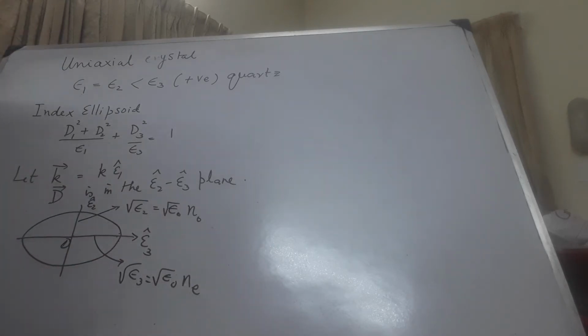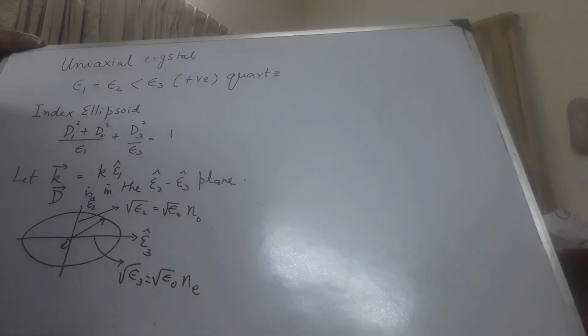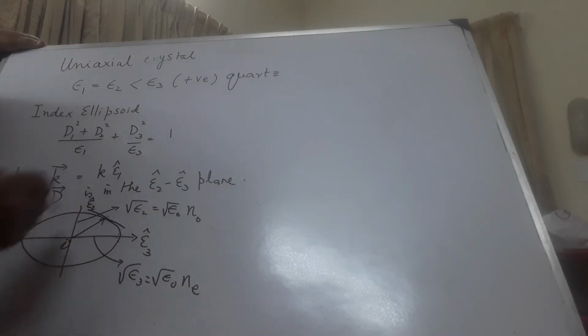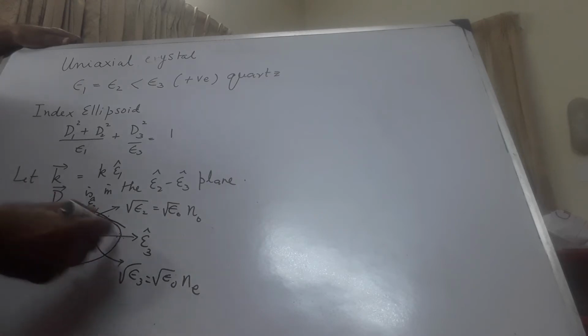We will see why. Now, if D has to be in this plane, if D were in this direction, then E, which will be perpendicular to the tangent of the index ellipsoid at the point where they meet, will be in a direction which is different from D. That means D and E will be in the epsilon 2, epsilon 3 plane. But we know D and E must be coplanar with the direction K, which is epsilon 1. So this D is not allowed. The only D's that are allowed are if D is along epsilon 2 or D is along epsilon 3.